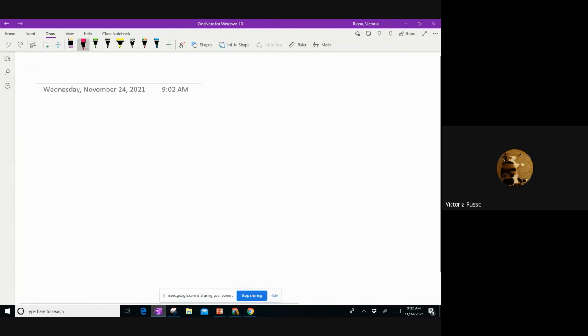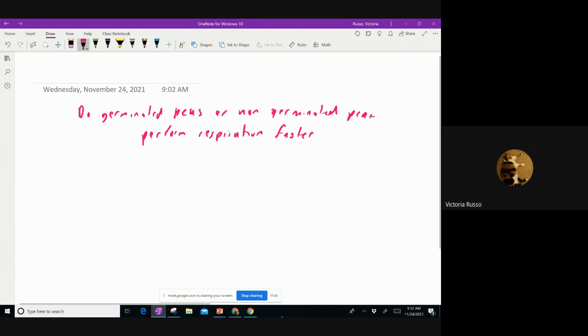All right. So in this lab, we're going to be looking at two problems. The first problem is: do germinated peas or non-germinated peas perform respiration faster? So that's the first question we're going to be looking at.